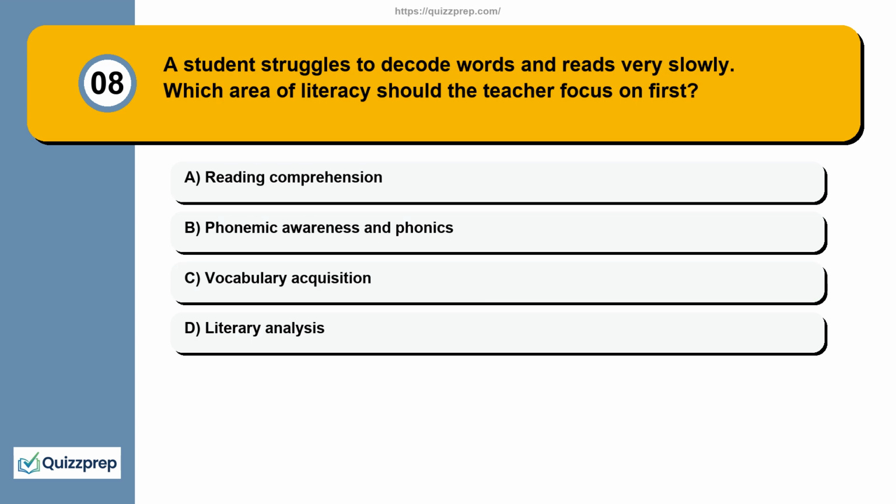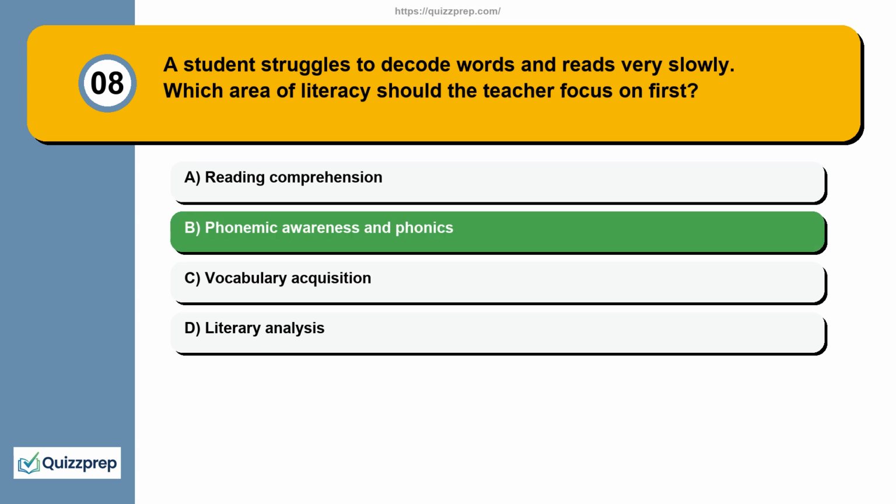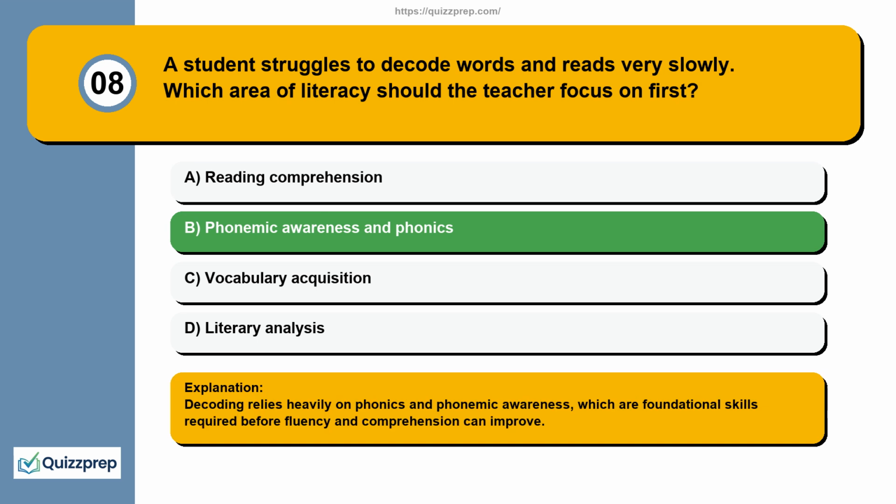Question 8. A student struggles to decode words and reads very slowly. Which area of literacy should the teacher focus on first? Here are your options. Option A. Reading comprehension. Option B. Phonemic awareness and phonics. Option C. Vocabulary acquisition. Option D. Literary analysis. The correct answer is option B. Phonemic awareness and phonics. Explanation. Decoding relies heavily on phonics and phonemic awareness, which are foundational skills required before fluency and comprehension can improve.